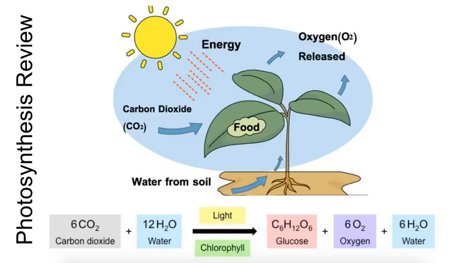And we can see that represented here in this very simple diagram. We've got water coming in from the soil, carbon dioxide coming in through the leaves, the energy from the sun creating the food, the glucose, or the sugars. And we can also see there the release of oxygen. Please review this before we move on.